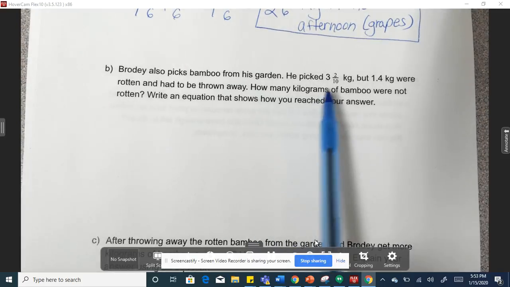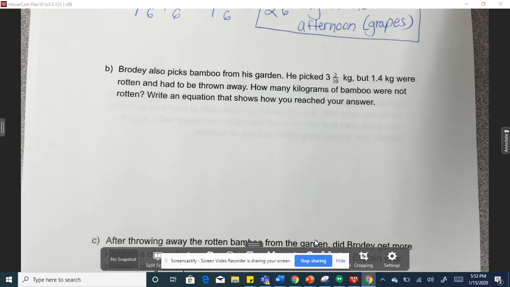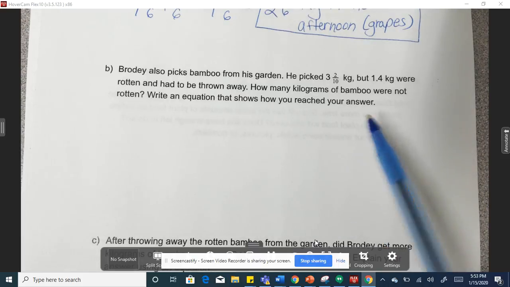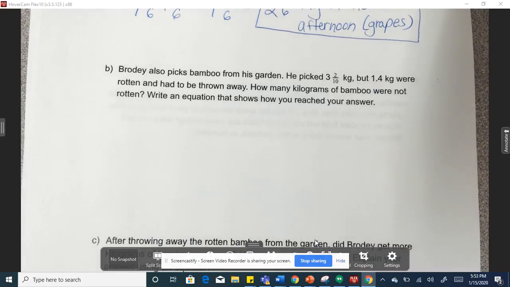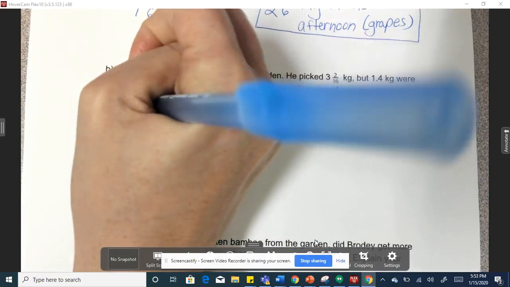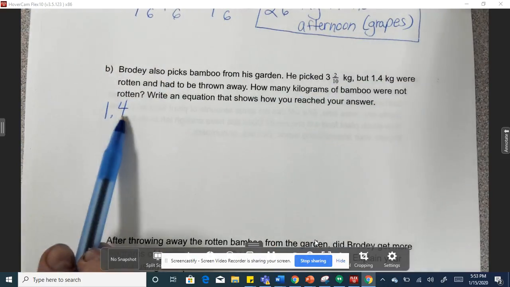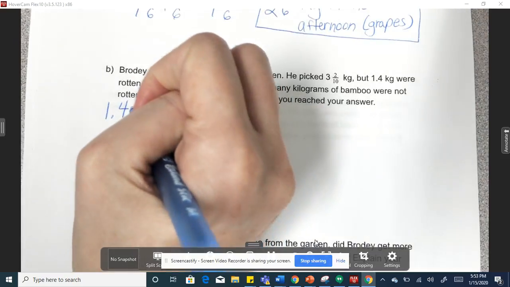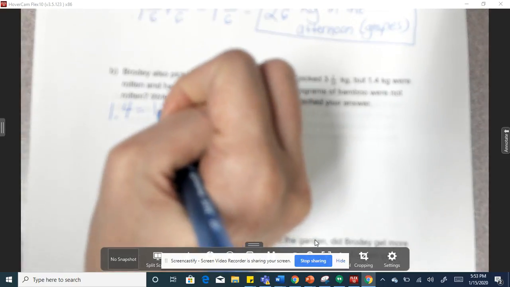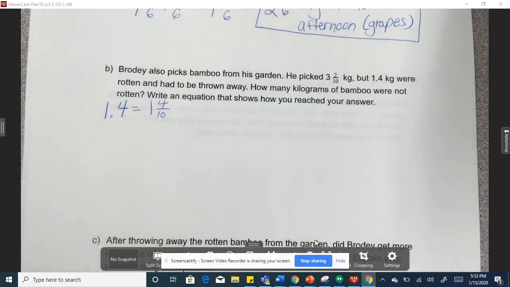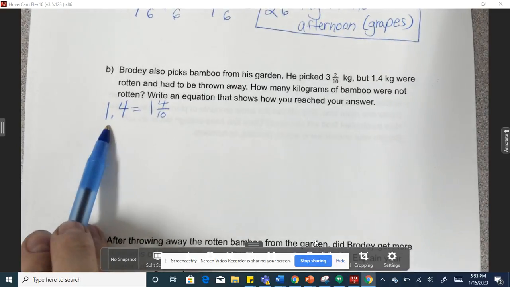Well, I'm kind of getting thrown off because here's fractions and then here's decimals. Well, I know we've been dealing with fractions and I feel like we're going to have to use fractions later. So I'm going to rewrite this 1.4 as a fraction. So we have 1.4. The 4 is in the tenths place, so I know that this is equal to 1 and 4 over 10. These two numbers are equivalent.